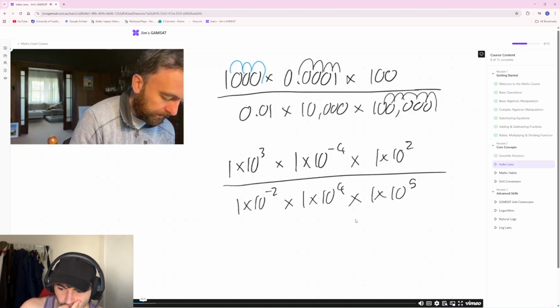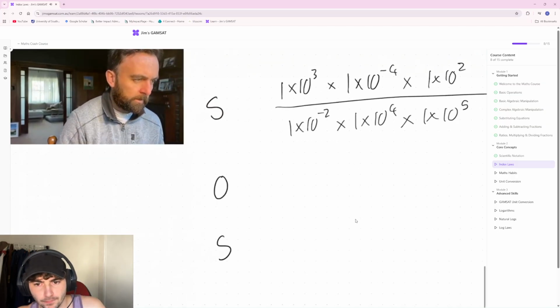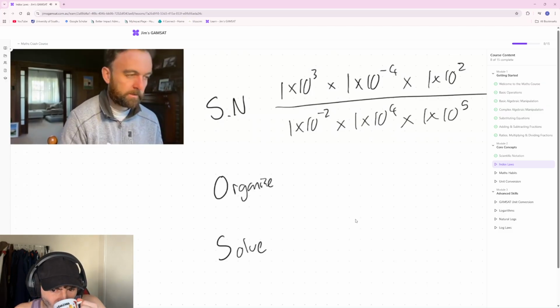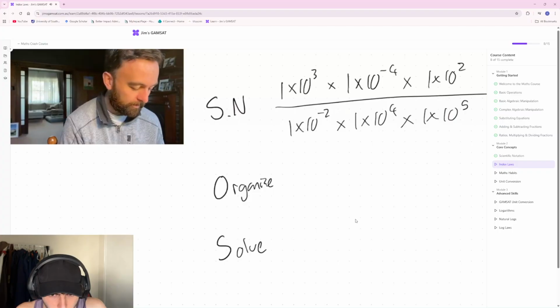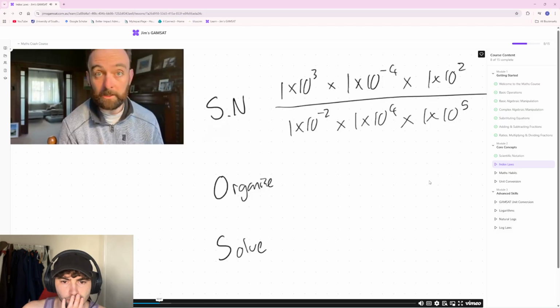This is always my first step. I've got a little mnemonic for this, and it's called SOS. So first step, scientific notation. Second step, organize. And the last step is solve. This could be an ABBA song or a Rihanna song. I know both of them. They're very good. So SOS, that's your mnemonic. And I honestly do this with pretty much every calculation I need to do in the GAMSAT.